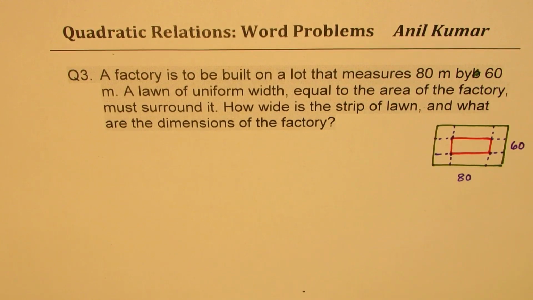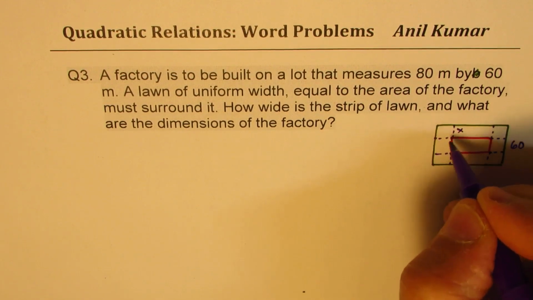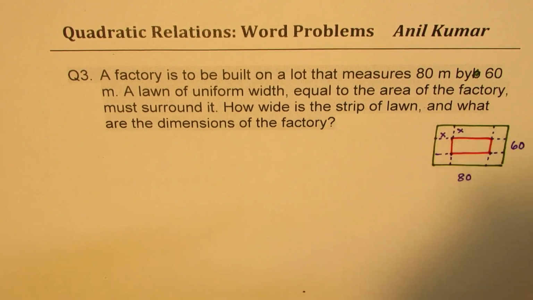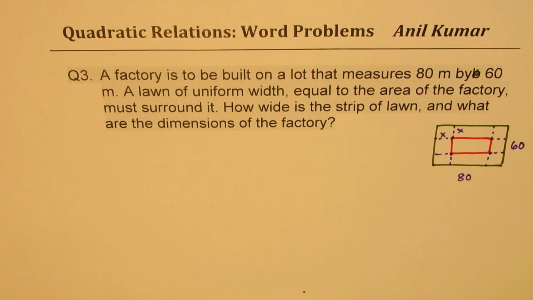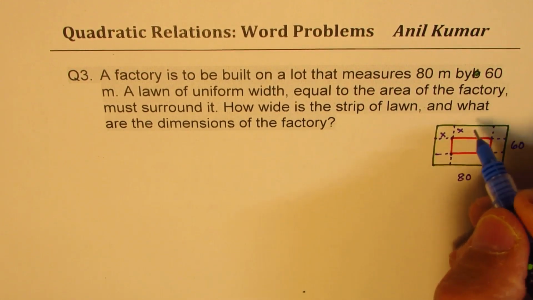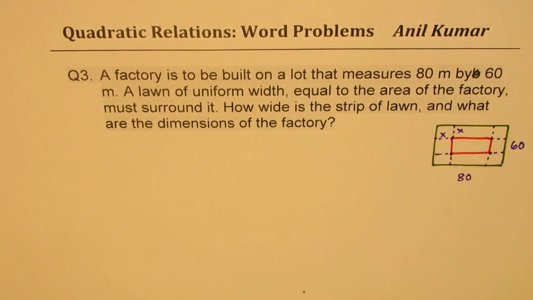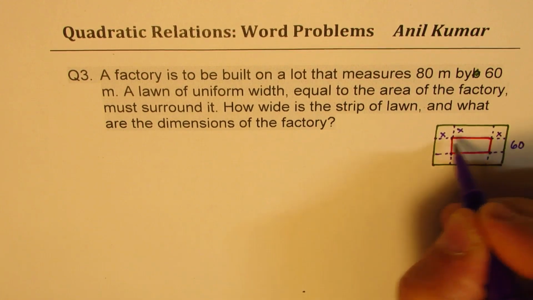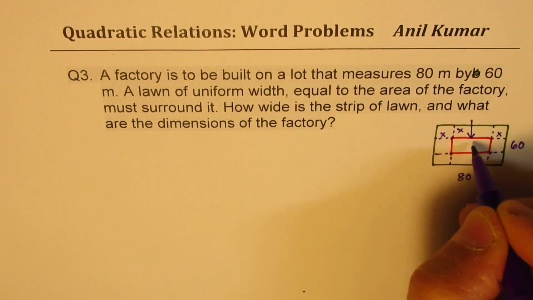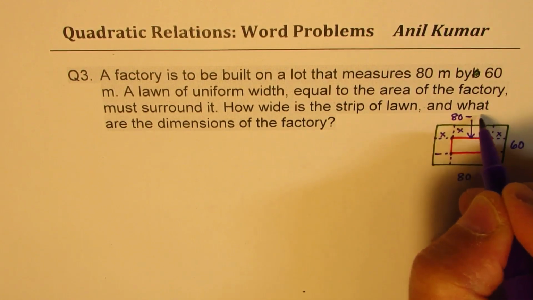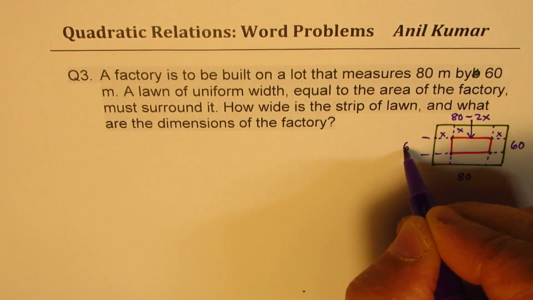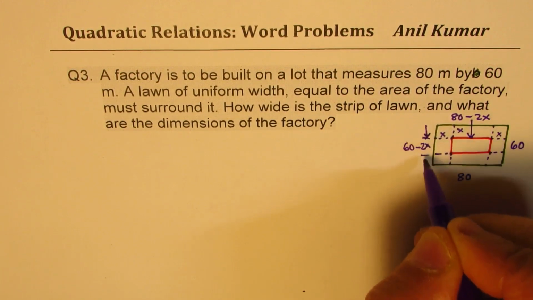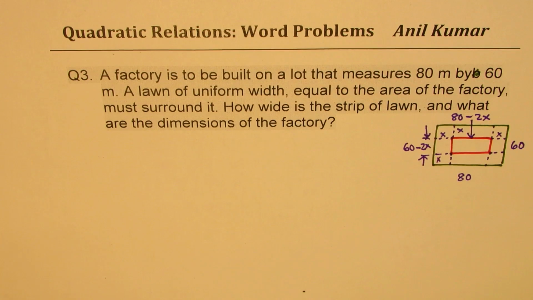Now here we have x removed from each side. In that case, the inside will be how much? So this area, the red one here, will be how much? Well, the width will be 80 minus 2x since we have removed x from two sides, right? These two sides. So this small area of the factory will be 80 minus 2x, and this will be 60 minus 2x, right? Does it make sense to you? Since we removed this x and x from each side to maintain the lawn. So we get our diagram.